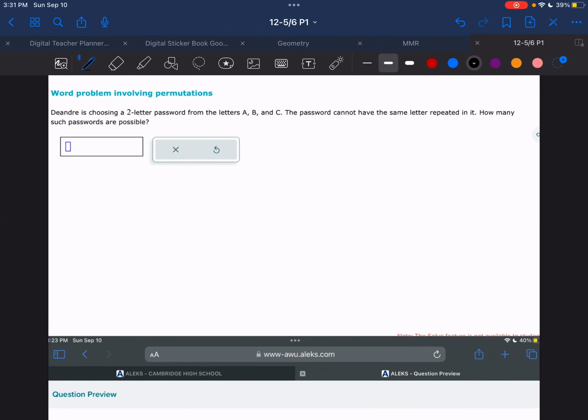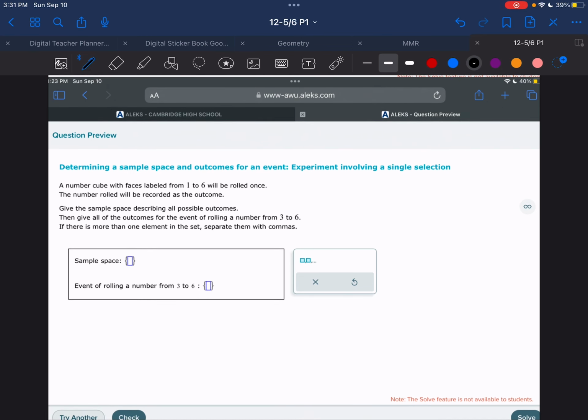The next one we could have had is there's a 2-letter password from the letters A, B, and C. So I have 3 options here. The password cannot have the same letter repeated in it. So in my first spot here, I have the choices of A, B, or C. So I have 3 options. In my second letter, if I used A, let's say here, then the only choices I have left are B and C. So I would multiply those together, again using the counting principle. 3 times 2 is 6 options.